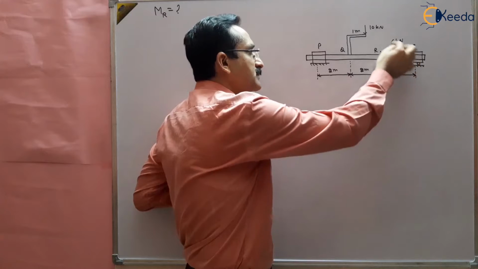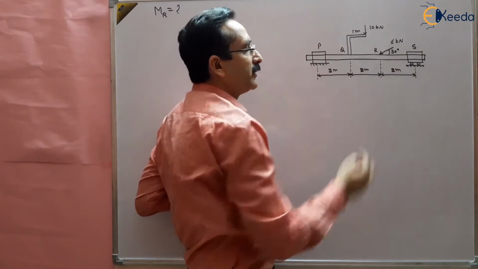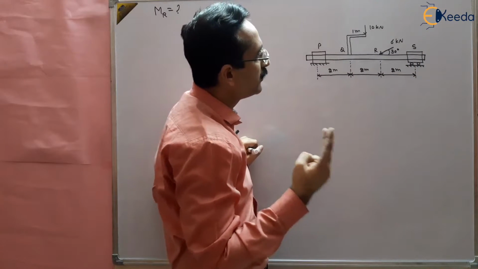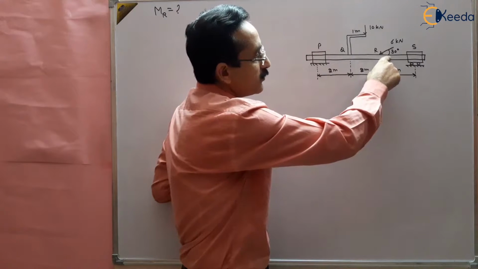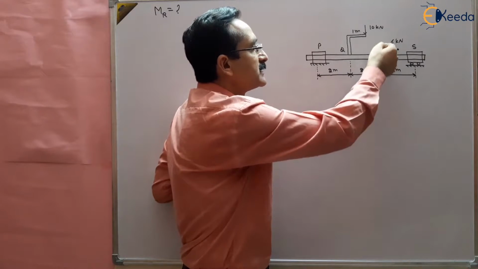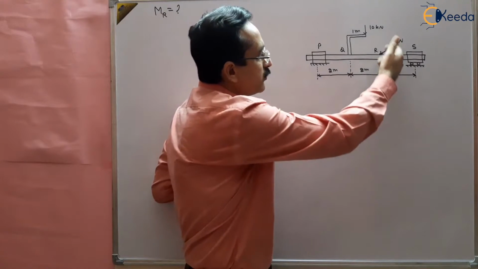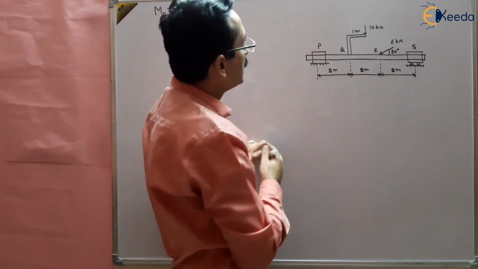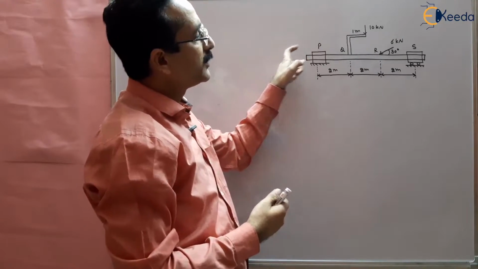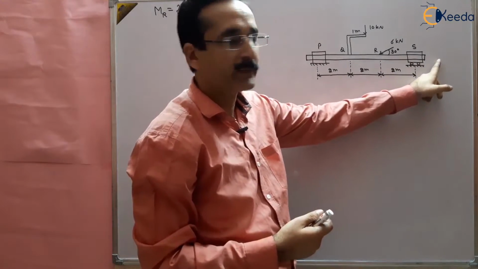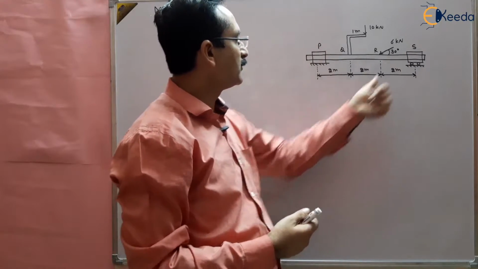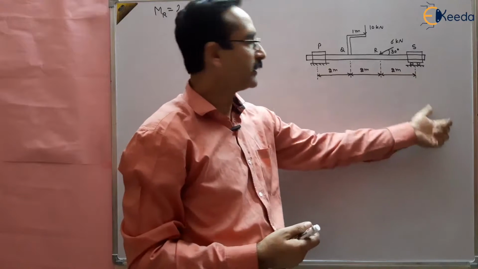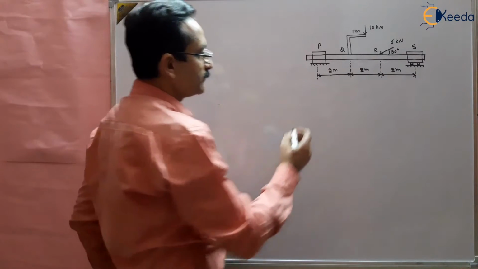And this inclined force can be resolved into two components: the horizontal component 6 cos 30 and the vertical component 6 sin 30. The horizontal component will be resisted at point P, because there is no horizontal reaction at the roller joint. So the horizontal reaction will be developed at point P, and vertical reactions will be developed at both points P and S. So how to solve this question?